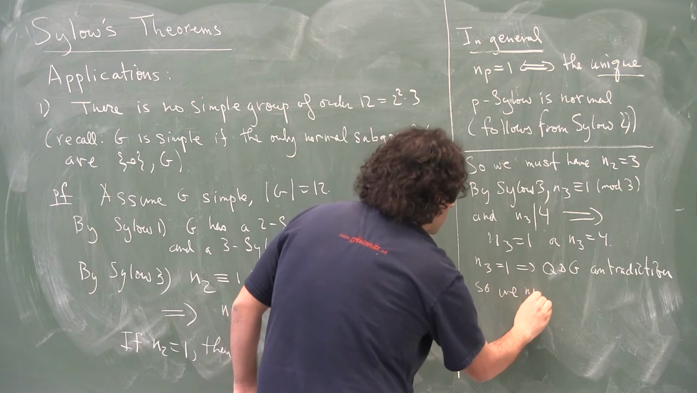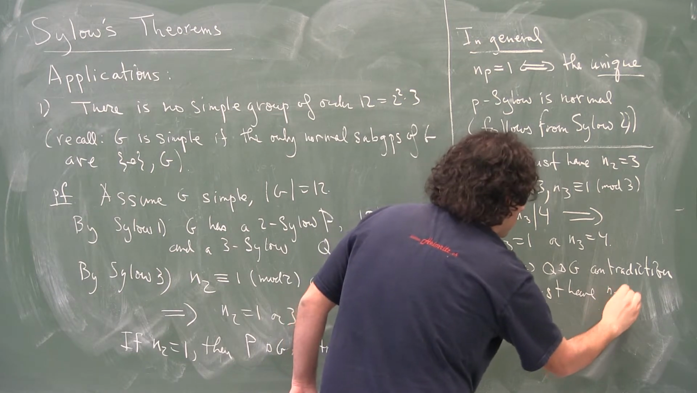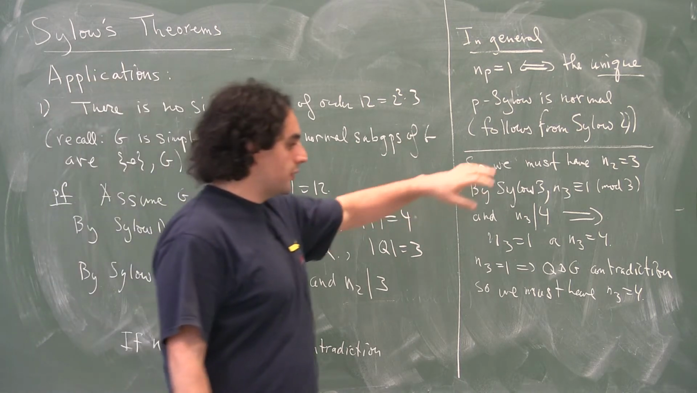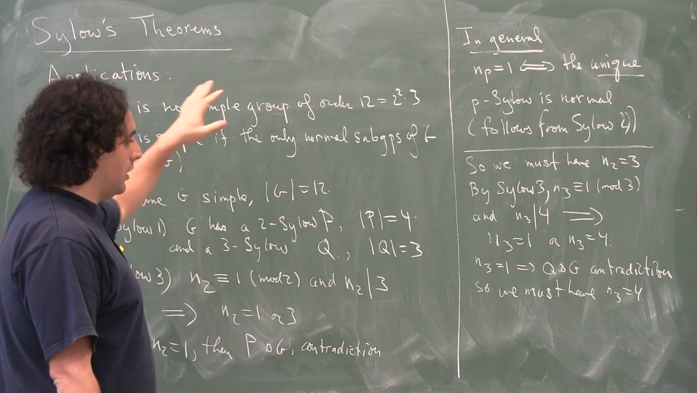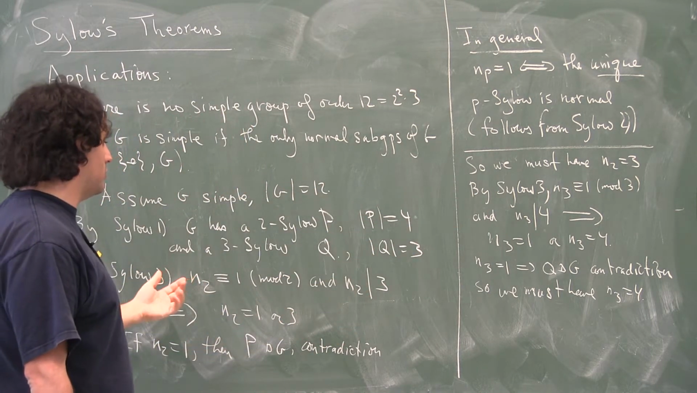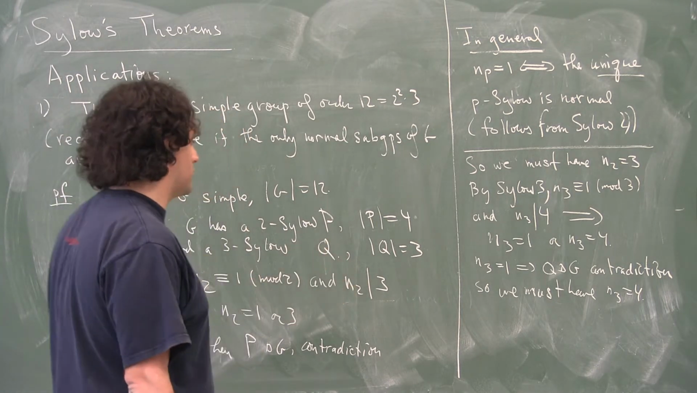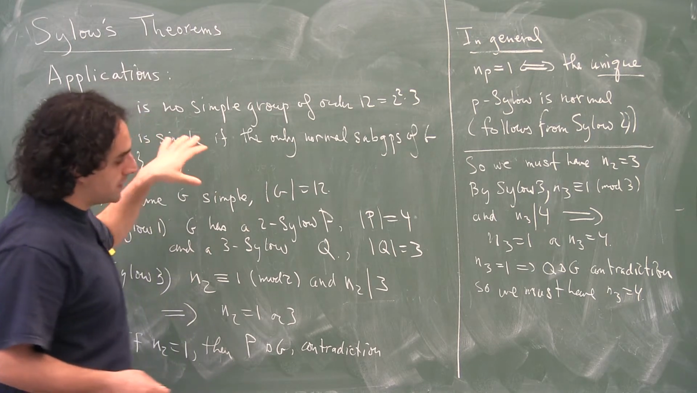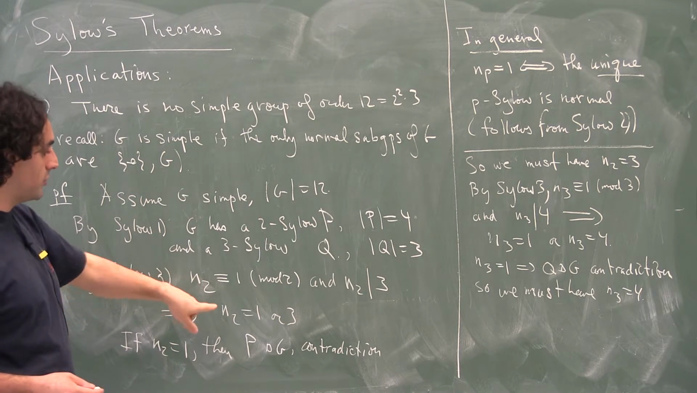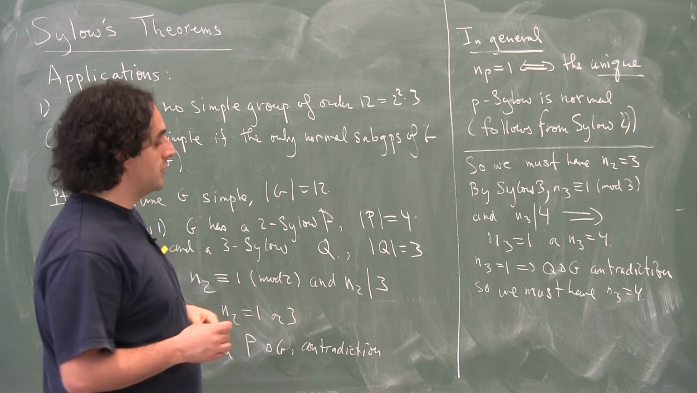So we must have n3 equal to 4. This is the first step, and you will do a lot of these in homework, and you will see a lot of these arguments. The first step is to try to understand what these n_p's are. How many p-Sylows are there? I've started with a simple example. In this case, we have completely determined these numbers. n2 must be 3, and n3 must be 4 if the group is to be simple.